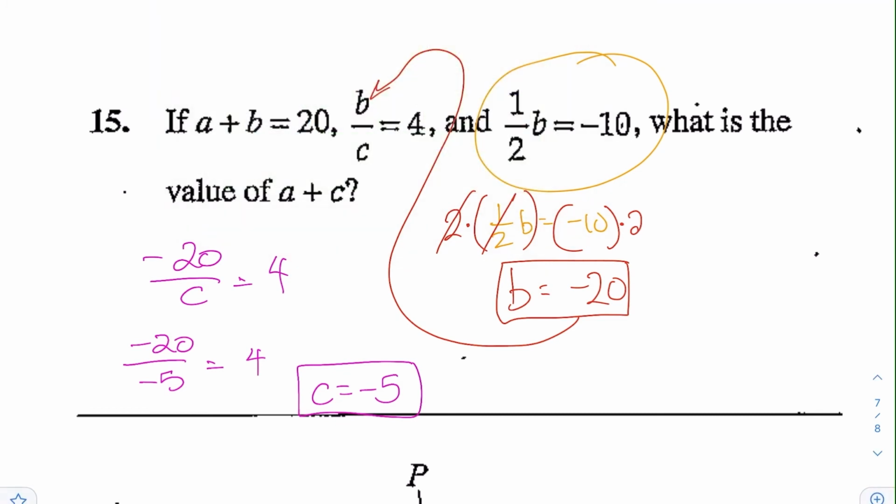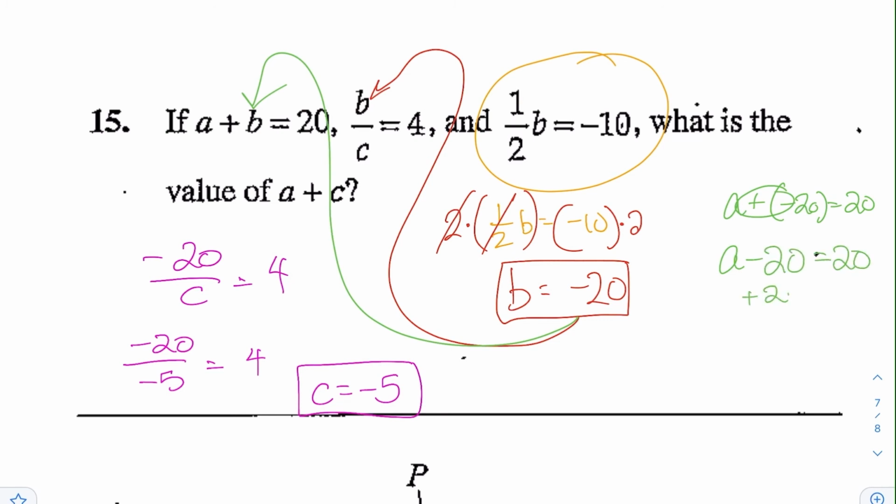you can also substitute in B in the first equation, solve for A. So A plus negative 20 is equal to positive 20. And remember, when you add a negative, you're really subtracting. So you're changing this equation to A minus 20 is equal to 20. So add 20 on both sides. That A is equal to 40.